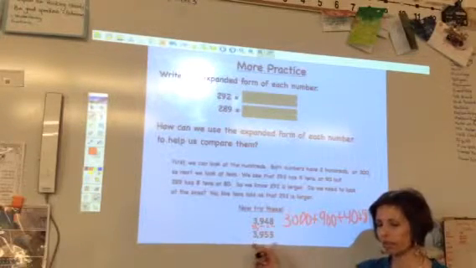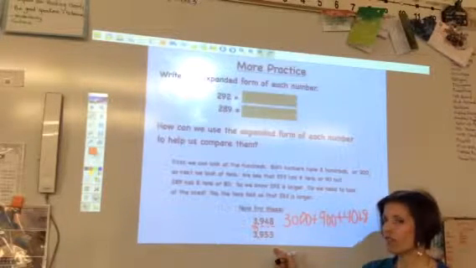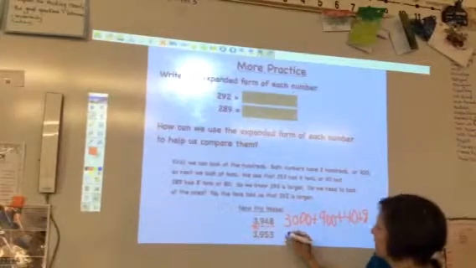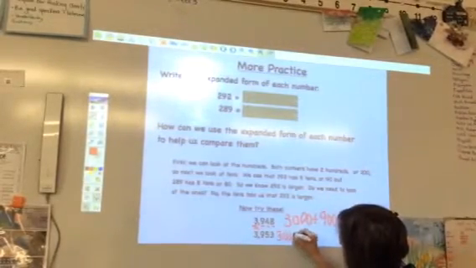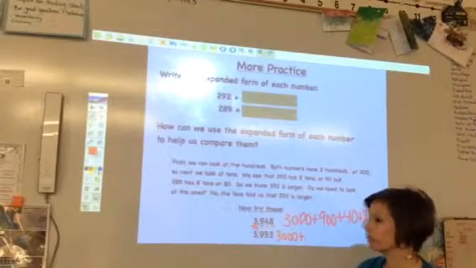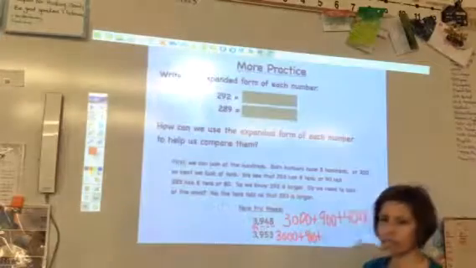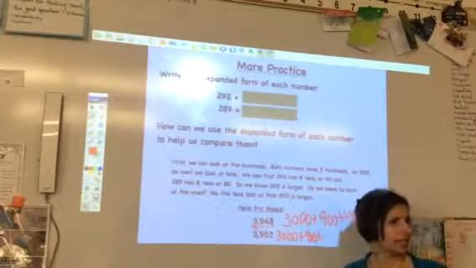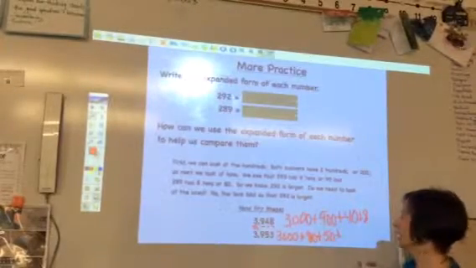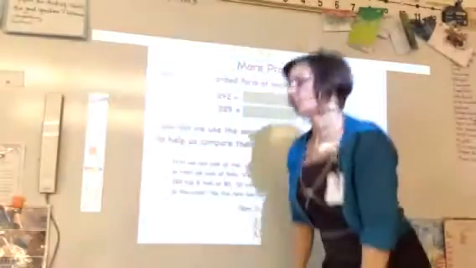Stop and think in your brain. First number that I'm going to write down is what? 3,000. 3,000 plus, what's my next number going to be? 900. 900 plus, my next number going to be? 50. 50 plus 1, 2, 3. 3. Nice job. So we've been doing these, and we've been doing them in thousands. So you guys are so brilliant.